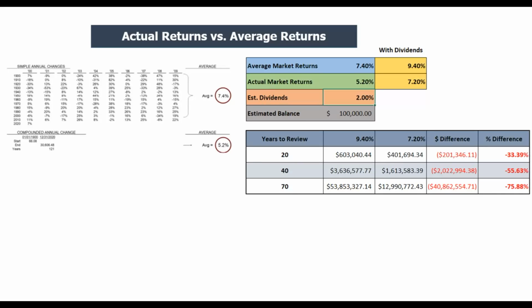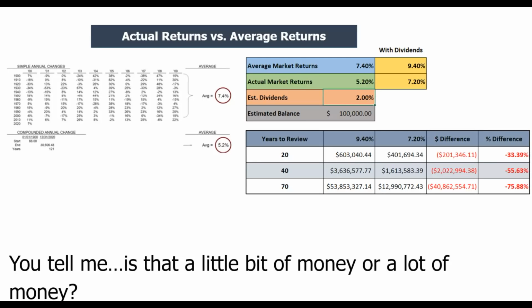Over 40 years, you've lost $2,022,994 in wealth. That's 55.63% less. Over 70 years, you've lost $40,862,554 in wealth. That's 75.88% of your ability to build wealth. You've lost that by believing average market returns over actual market returns. Now look, you tell me, is that a little bit of money or a heck of a lot of money?